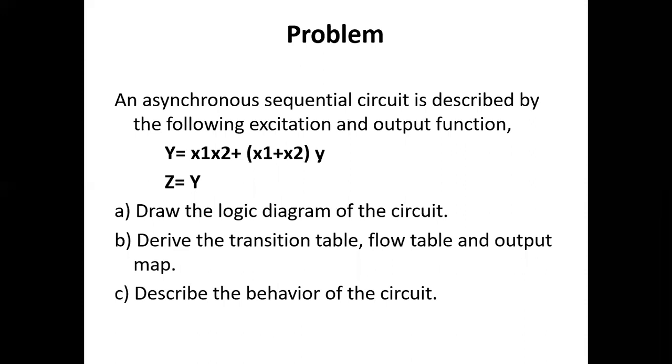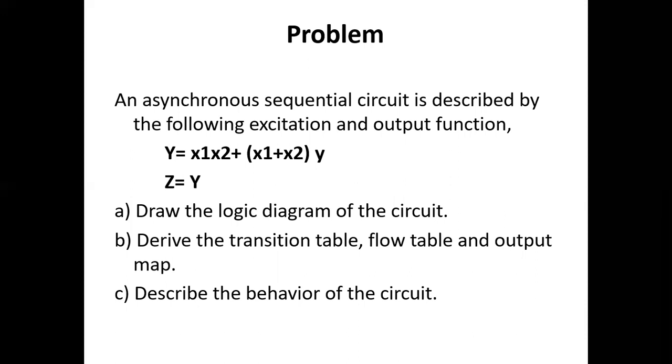You have to define the transition table as well as the output state. So it is a simple problem to define the asynchronous sequential circuit. An asynchronous sequential circuit is described by the following excitation and output: y is equal to the excitation, that is x1 x2 plus y into (x1 plus x2). Then z is equal to y. So these are the steps.